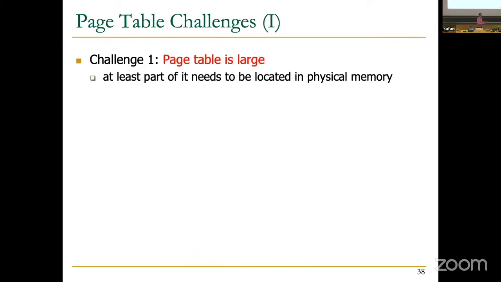But at least part of it has to be located in physical memory. We said that the page table base register is in physical memory. So how do we get rid of locating the entire page table in physical memory? Clearly, we're not going to be able to do that. So the solution is more indirection. Essentially, multi-level or hierarchical page tables. In other words, this is more indirection. We're not going to get to the page table entry immediately. We're going to go to another level of page table that gives us the page table entry.